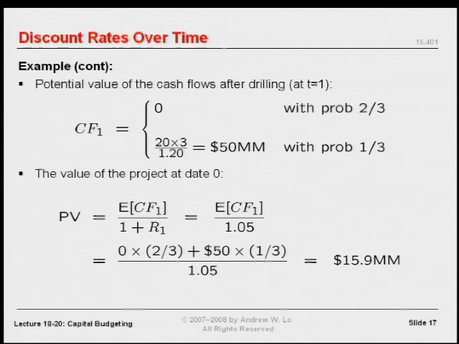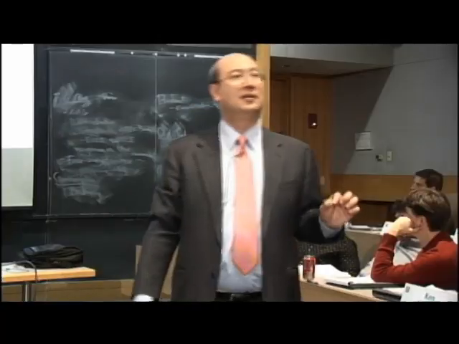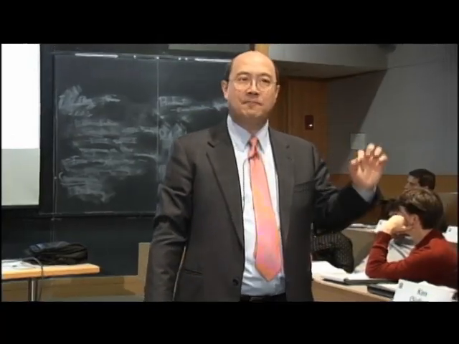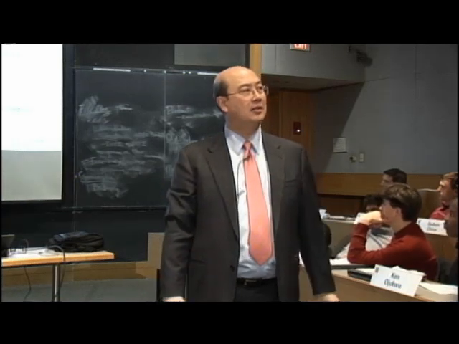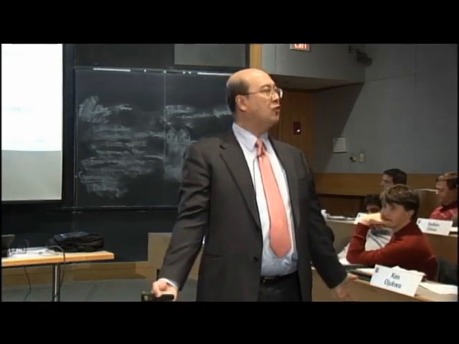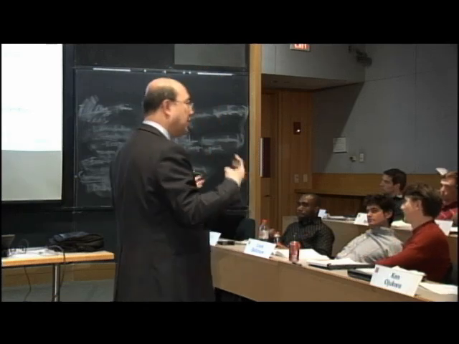But there's a 1/3 probability that we strike oil. There's a 2/3 probability that we don't. The question is, what do we discount this possibility back to year 0? And I'm going to argue you discount it back not at 20%, but at 5%. 5%, that's the risk-free rate. Now, why on earth would you do that? This is the oil industry we're talking about.